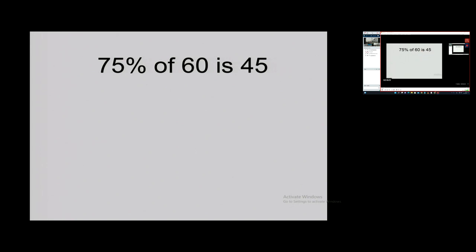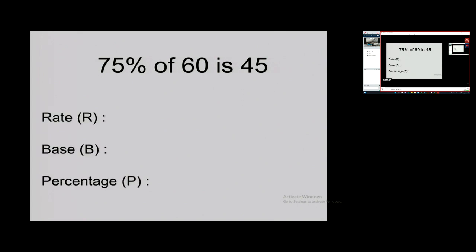75% of 60 is 45. Now, what is the rate of this given statement? What is the rate? Okay, that is 75%. And what is the base?